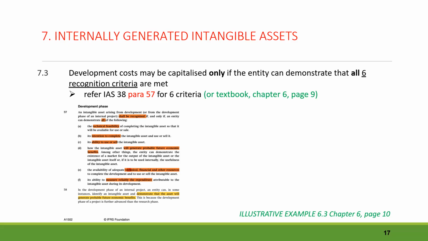So in some instances, you may achieve half a mark for copying out of the standard, but the bulk of your mark will be there because you are applying what's in the scenario to what you have learned from the criteria in the standard that's given to you. Okay, so to quickly go through the criteria, the first one is that you must be able to show how the intangible asset will generate probable future economic benefit.